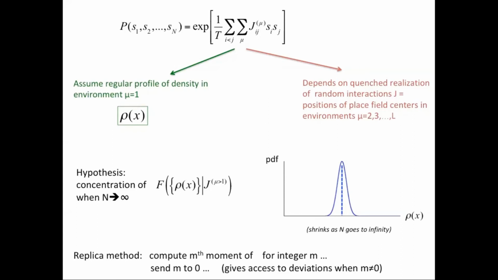I will assume that in one of the environments, we have a bump-like activity, which is a very nice regular profile of activity, which corresponds to a well-defined collective coordinate x. So let me assume without loss of generality that this happens in environment mu equal 1. So the mean activity of a neuron i will be rho_i of x, and x will correspond to the collective coordinate, or if you prefer, the position of the animal in this environment.